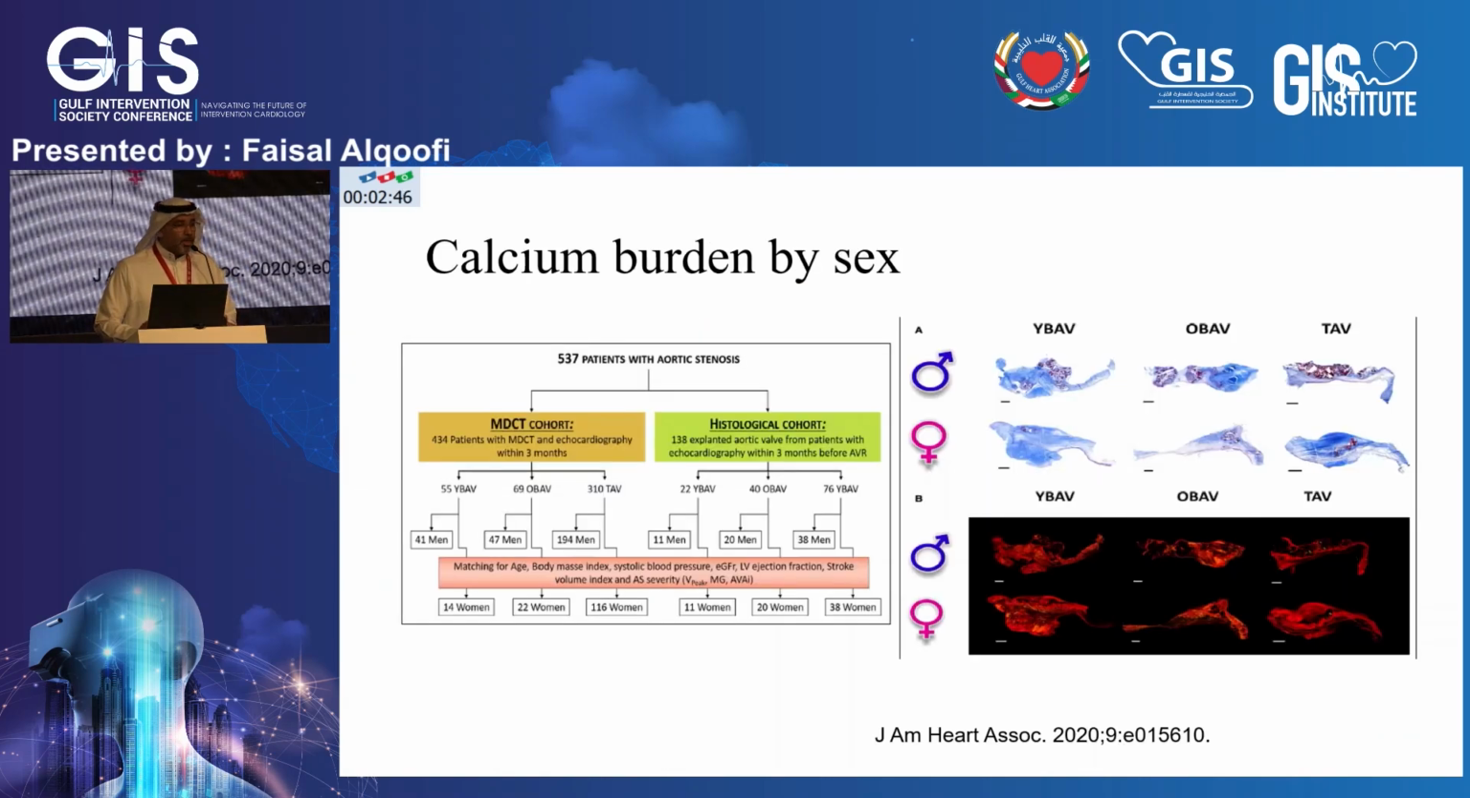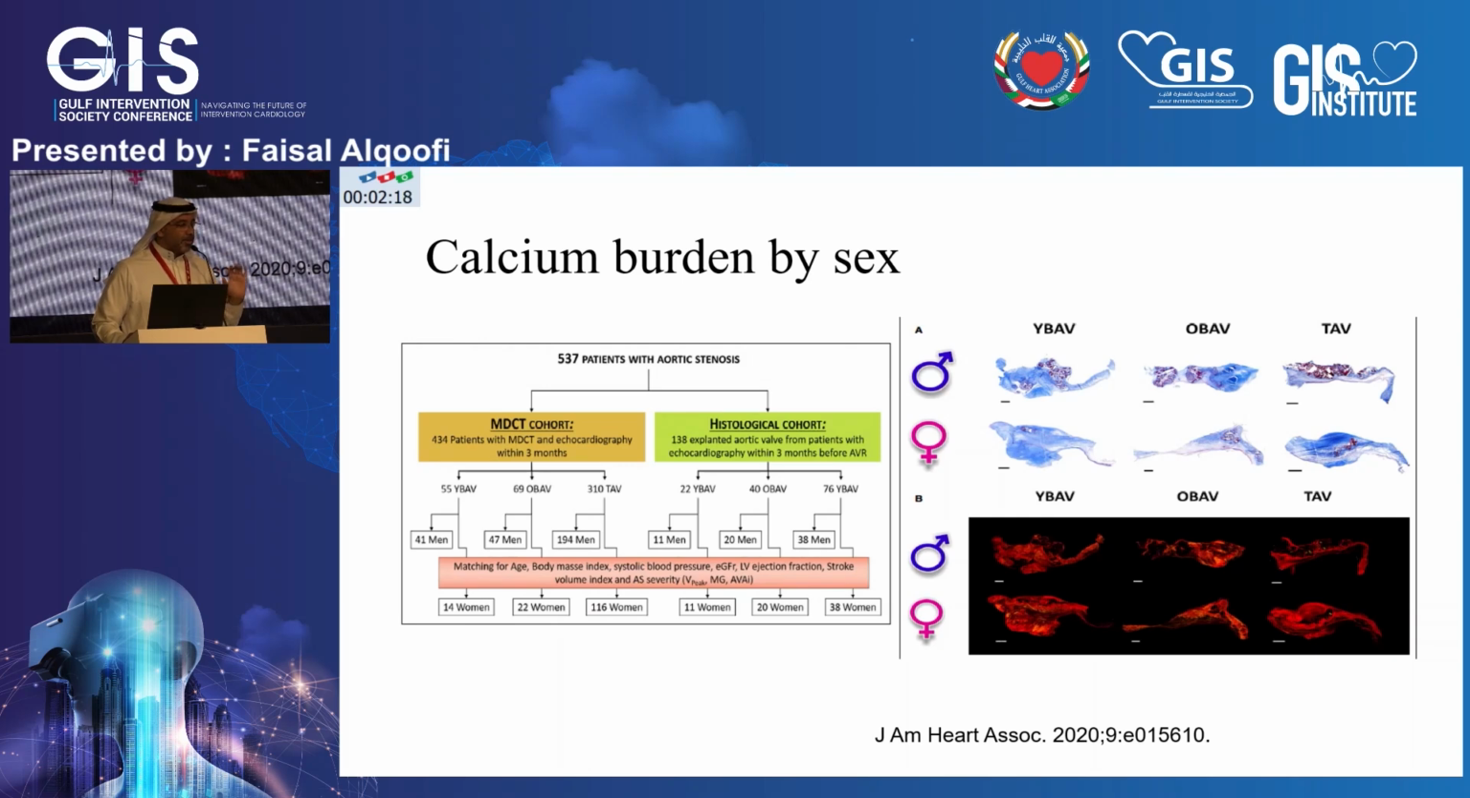So is there any pathophysiological explanation for this phenomenon? This is a beautifully conducted study published almost 3 years ago. It matched both explanted valves from surgery with similar patients that had CT scans. They classified the patients into young and old, bicuspid and tricuspid, male and female, young being less than 60, old being more than 60.